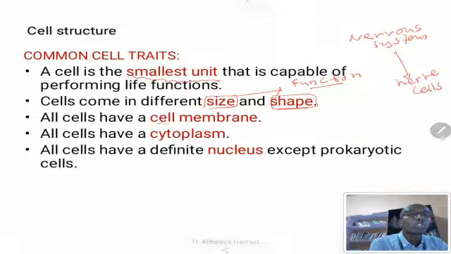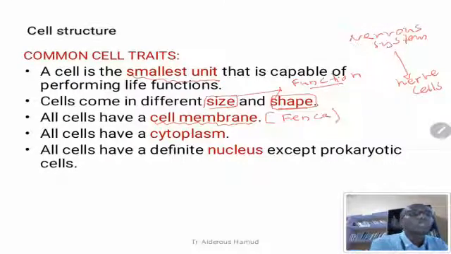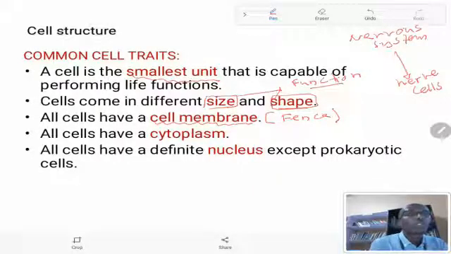There is no cell without a cell membrane. This is the outermost layer of the cells. We can also say it is just like the fence of a house. It encloses the contents of the cell. No cell membrane means no cell.